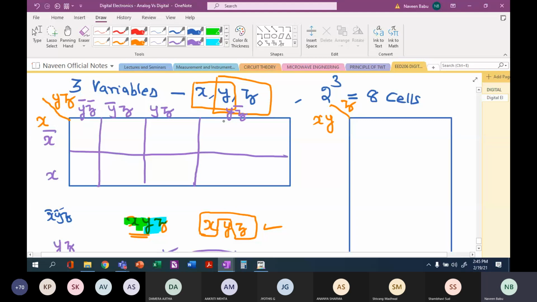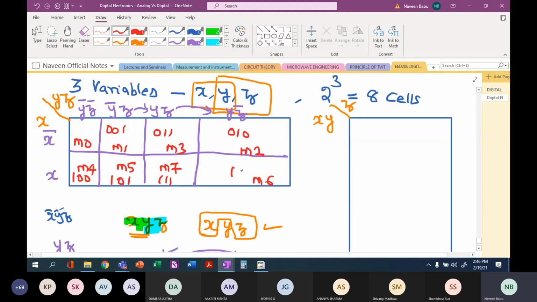Please note that there is a gray change between the adjacent cells. The first cell corresponds to the minterm m0. This cell corresponds to 0 0 1, so m1. This cell corresponds to 0 1 1, m3. This cell corresponds to 0 1 0, m2. This cell corresponds to 1 0 0, which is m4. This cell corresponds to 1 0 1, which is m5. This cell corresponds to 1 1 1, corresponding to m7, and this cell corresponds to m6. Any doubt here?